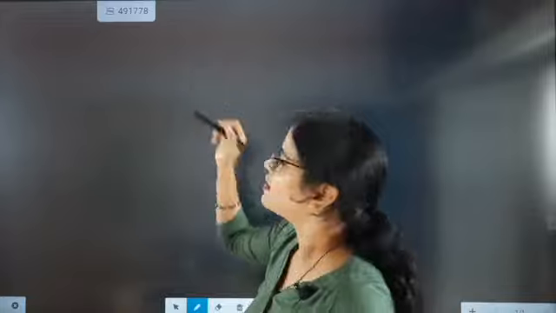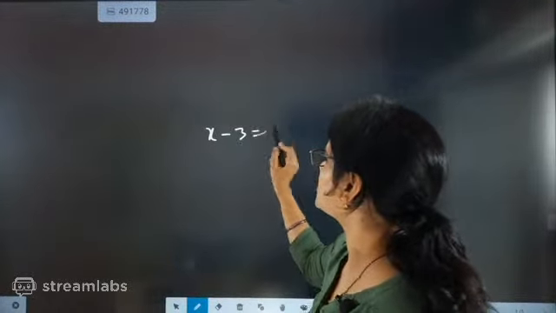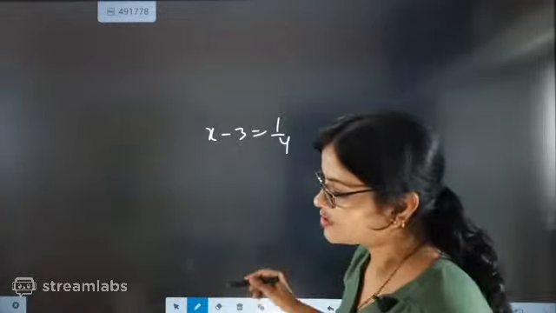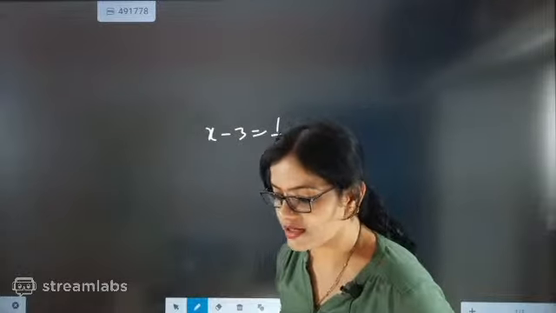Okay, in tomorrow's class, x minus 11 by 4, I still remember, Gautam. X minus 3 was equal to 1 by 4. For that, 9:30 am is okay, fine.